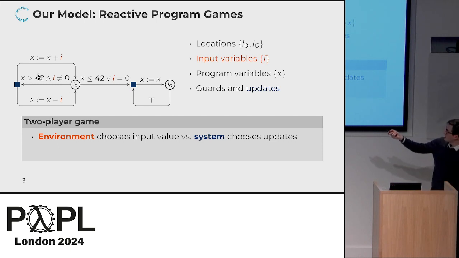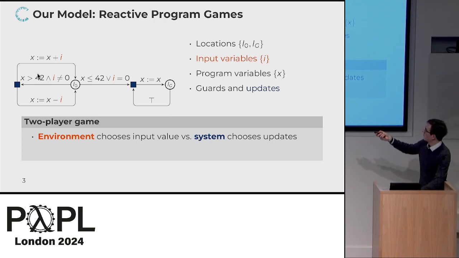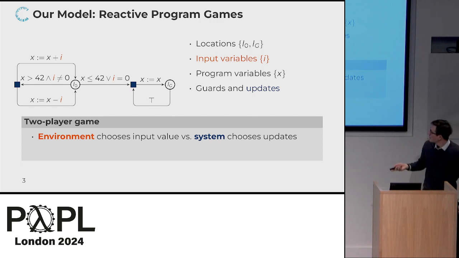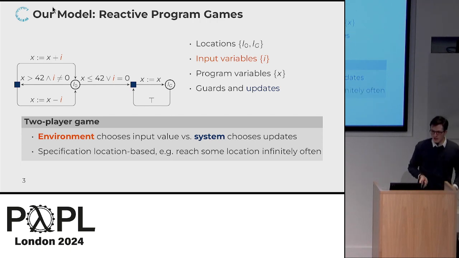And then you have guards. For example, we have this location L0, and if x is greater than 42 and the input chooses something that's not 0 for I, then we go there. Now the system can choose what kind of assignment it chooses. The system chooses between the different updates, as we call them. In this case, it can either add I to x or subtract I from x. Then our specifications are location-based. This is the thing that the system has to guarantee. For example, you could say that some locations have to be reached infinitely often.